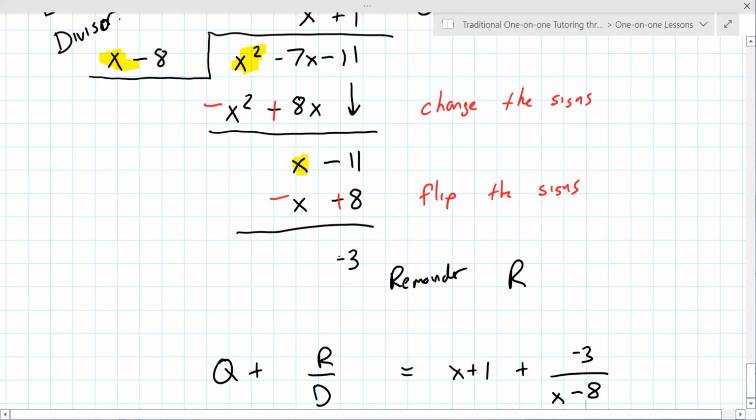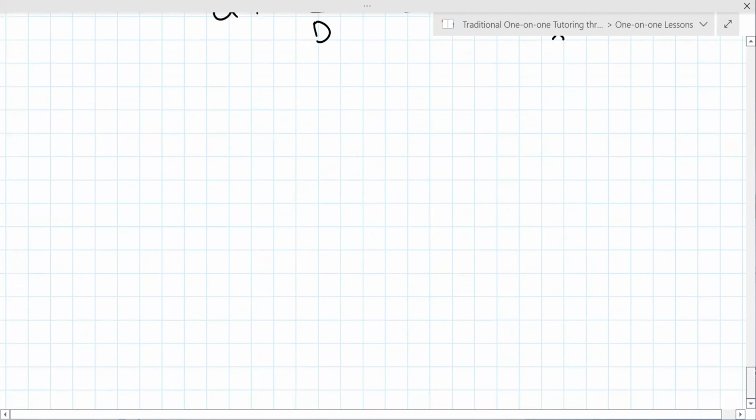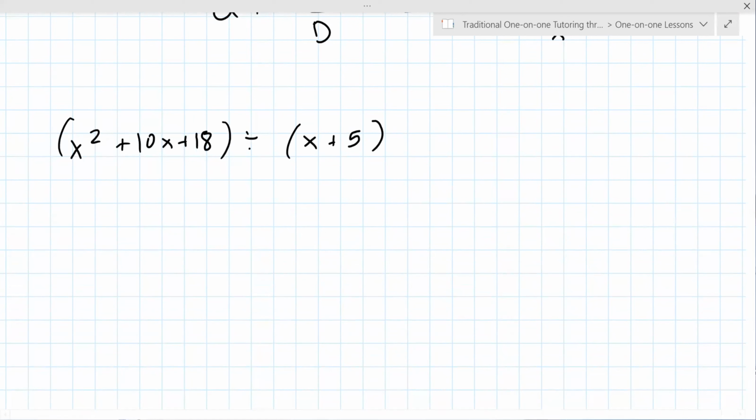All right, I'm going to give you one to try here on your own. It may seem like a lot of work, but you've done this before, so it's totally doable. Let me not give you that. Give me a different slide. I'll give you this one: x squared plus 10x plus 18 divided by x plus 5. Give that a try, please. See what you come up with.